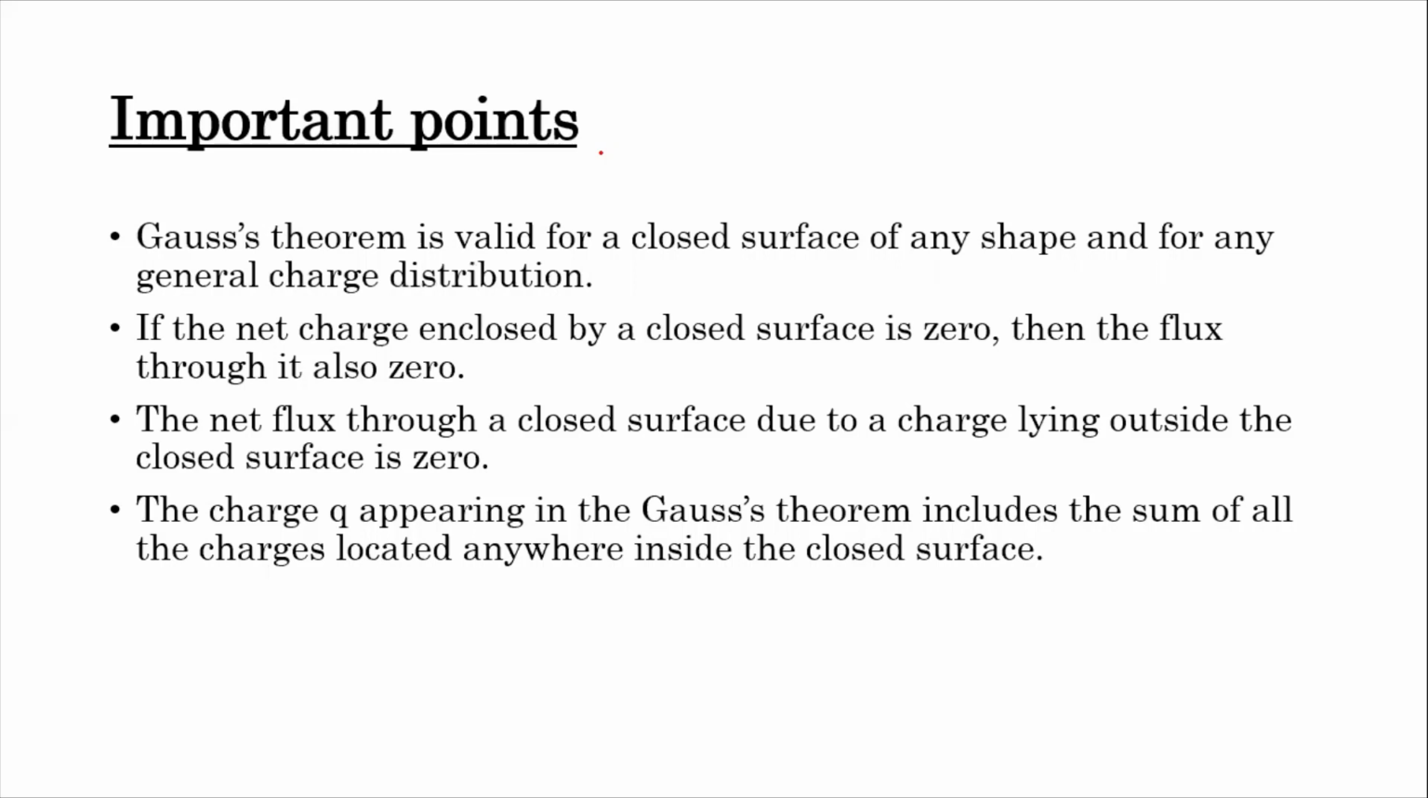Now coming to the important points: this Gauss theorem is valid only for a closed surface. The shape can be any shape, and the charge distribution can be any distribution, that is line charge, volume charge, surface charge, or anything. This closed surface is an imaginary surface that should enclose the charge within. If the net charge enclosed by the closed surface is 0, that means there is no charge inside the Gaussian surface, then the flux will also be equal to 0.